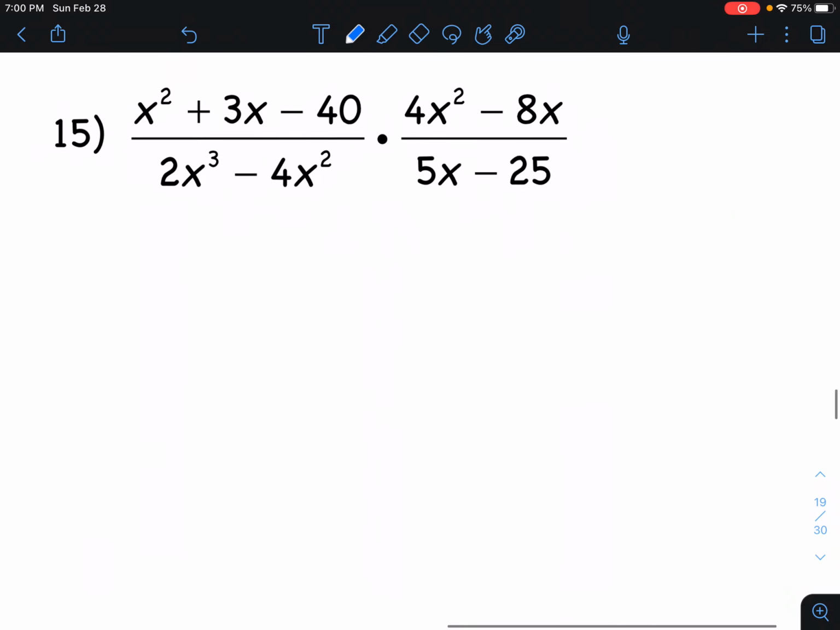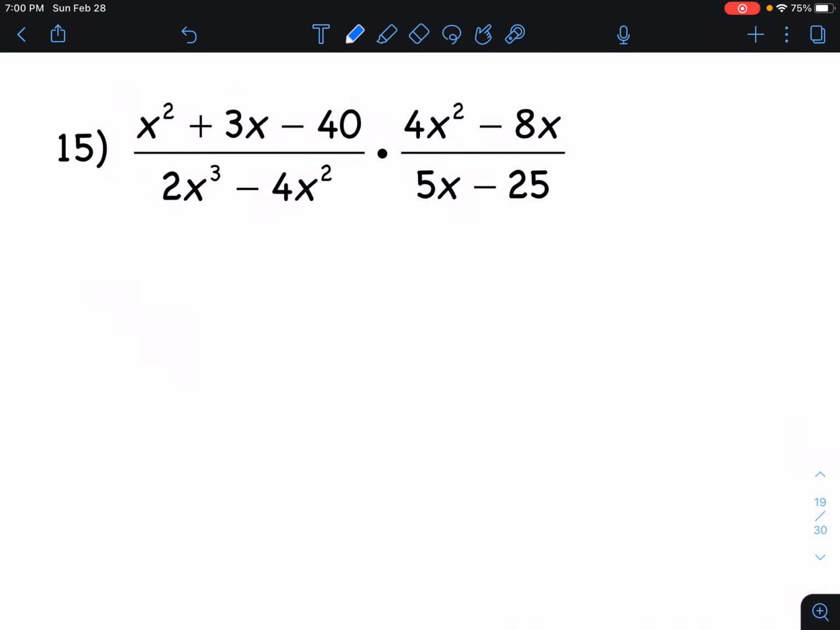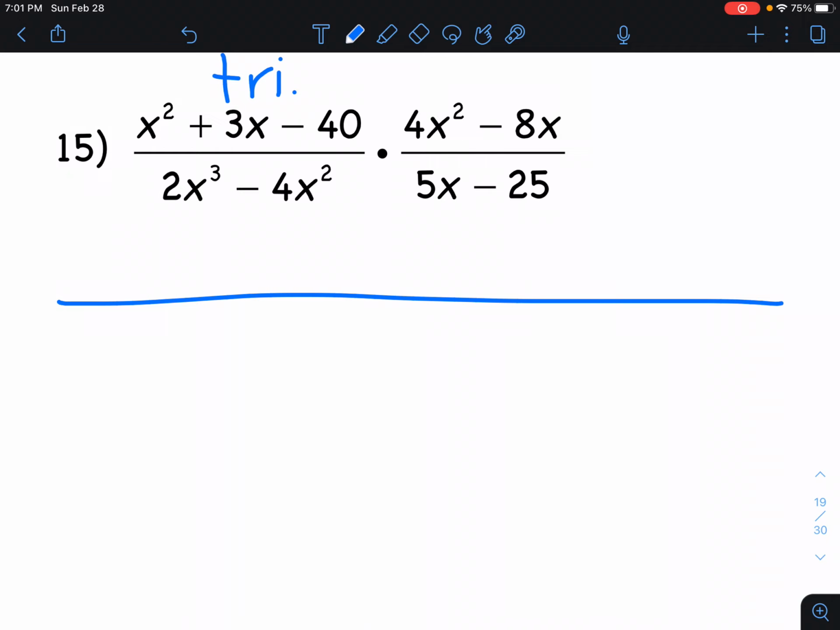Number 15, just a bunch of factoring going on again. The top left is an easy trinomial. My signs, it's a minus 40, so your signs are plus minus. Two numbers that multiply to get negative 40 and subtract to get a plus 3, that would be plus 8 and minus 5.